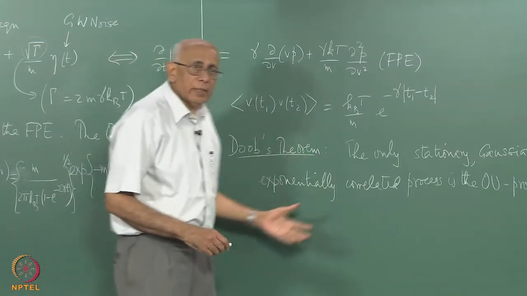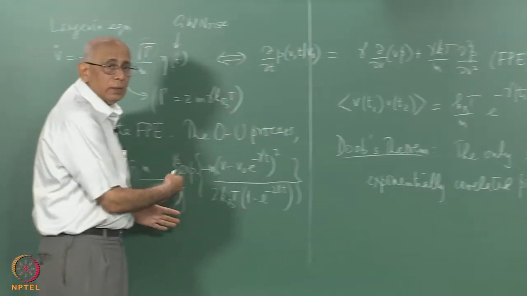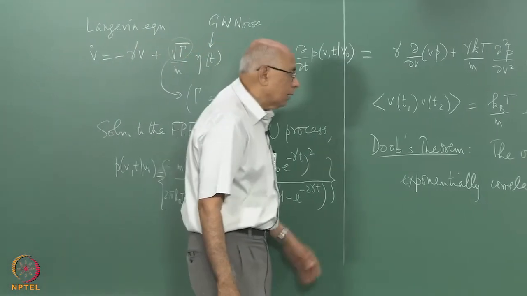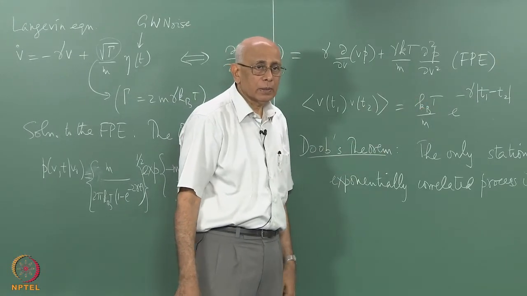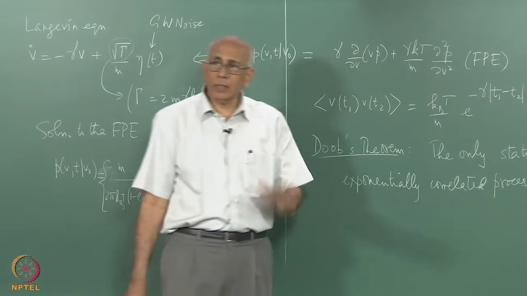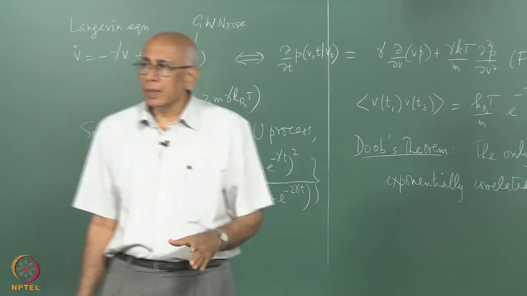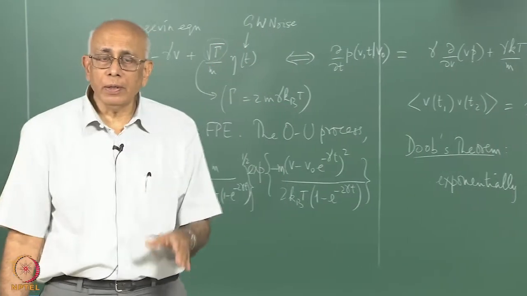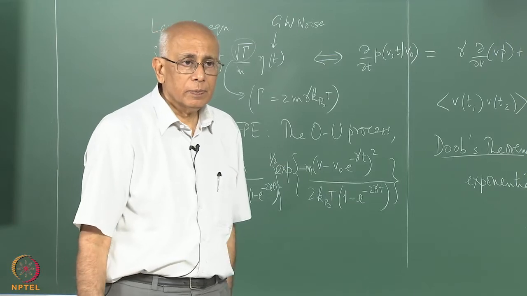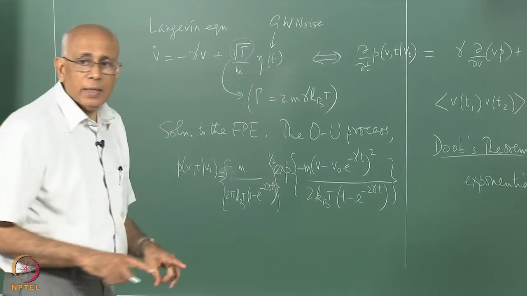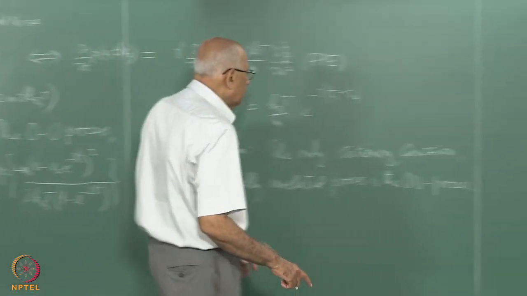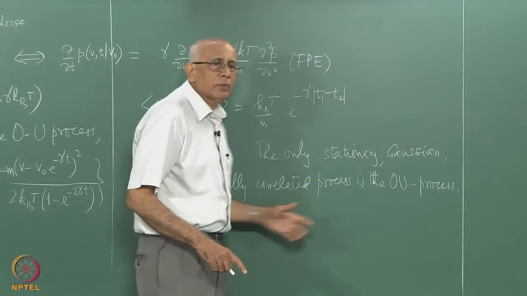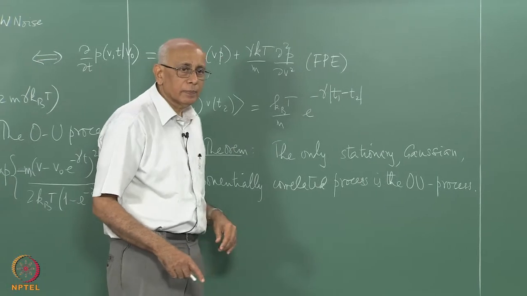V is a stationary random process, as is the noise here. It is Gaussian. We see that the distribution function, the density function, is Gaussian here. It is exponentially correlated out here. And the only such process is Markov and, moreover on top of it, the Ornstein-Uhlenbeck process. All the conditions are needed. If you drop, for instance, Gaussian and ask, what about a stationary Markov process which is exponentially correlated?